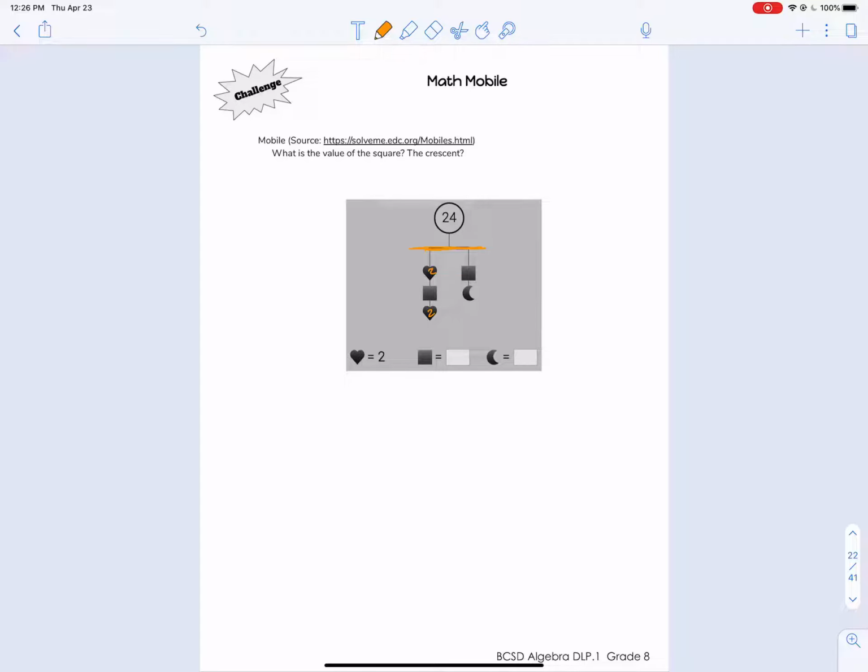I'm not going to do the whole thing, but just think about, if we have 2 things that are balanced, or in other words, we could say that they're equal, and they give us 24, okay? So what does that mean about each side? All right, so that's all I'm going to give you. From that, you can definitely figure out the value for the rest of those shapes.